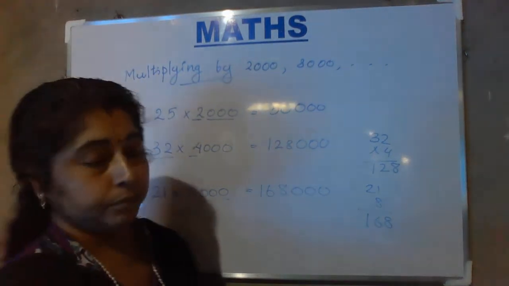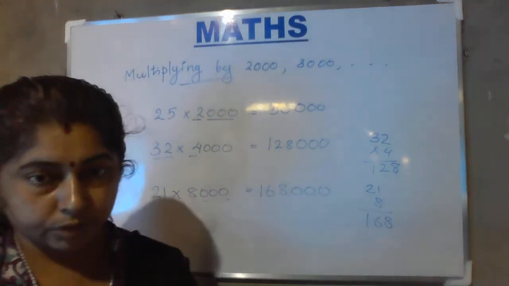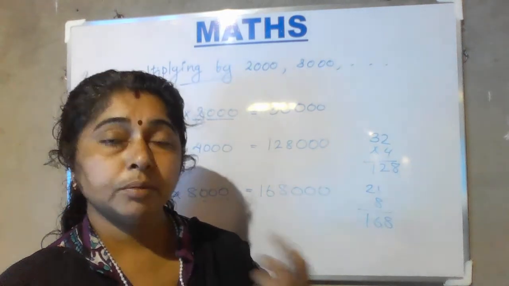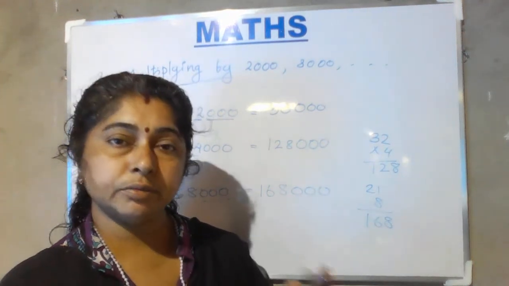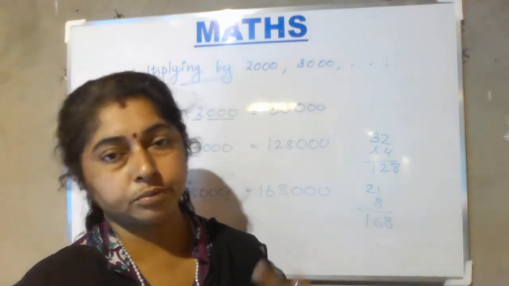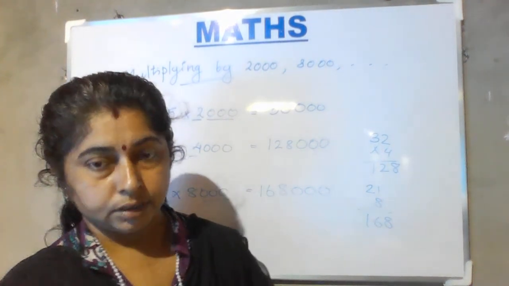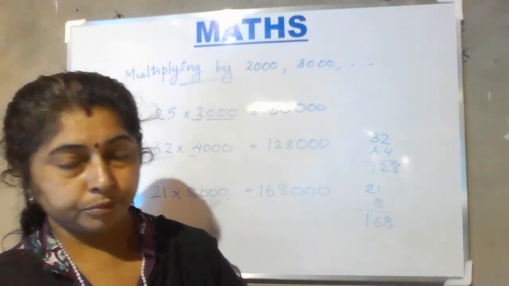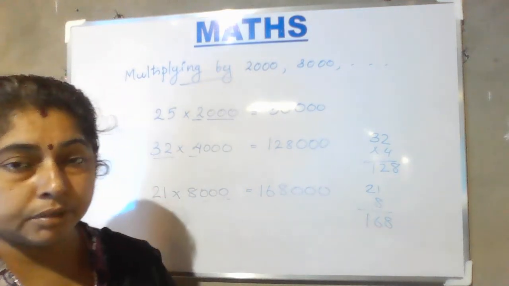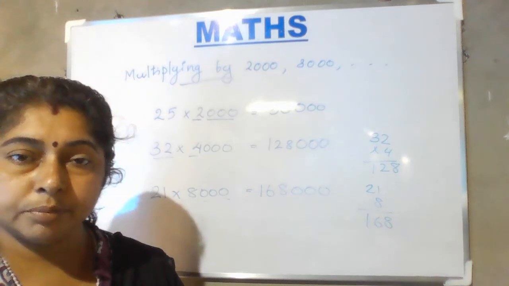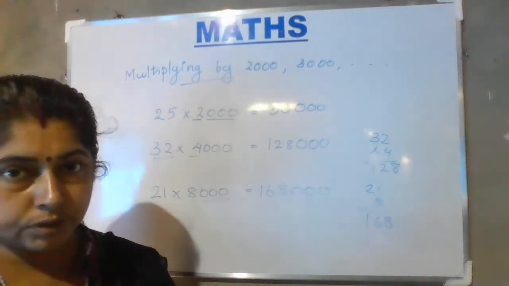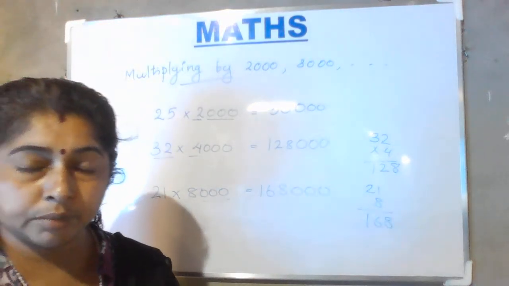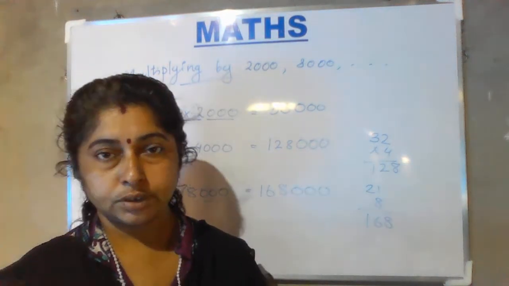Like this, multiplying any number by 2000, first multiply that number by 2, then put 3 zeros. Multiplying by 5000, first we multiply that number by 5, then put 3 zeros. Understand? That is multiplying any number by a multiple of 100. If it is 200, then multiply by 2, then put 2 zeros. After that, multiplying by 2000, first multiply by 2, then put 3 zeros. Understand?